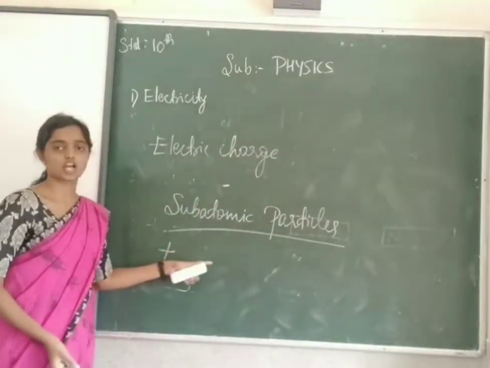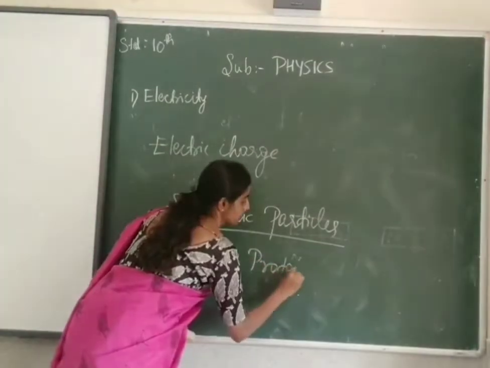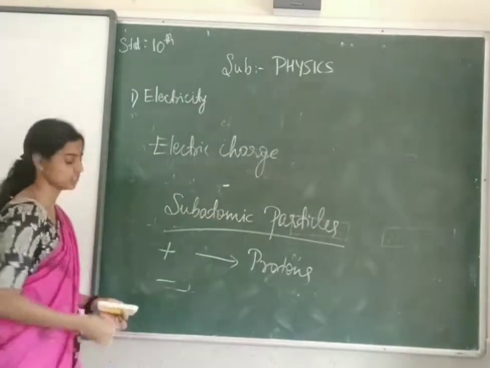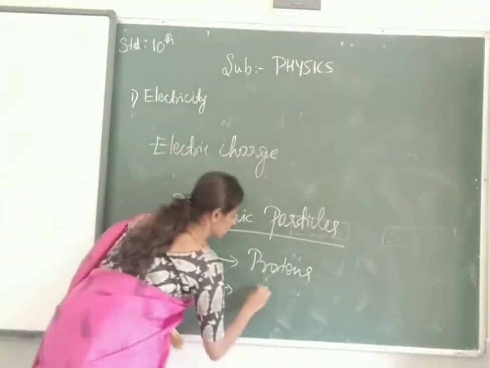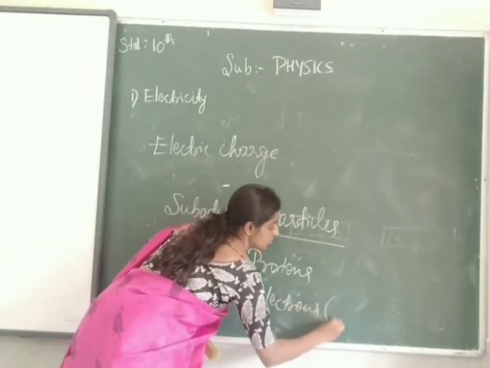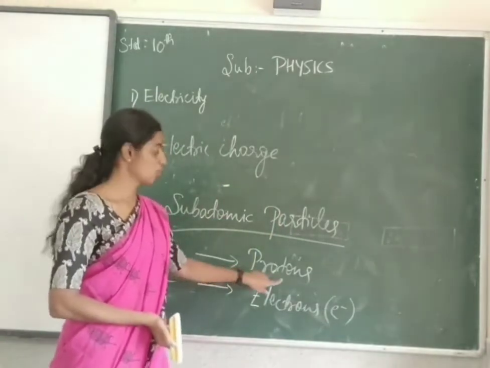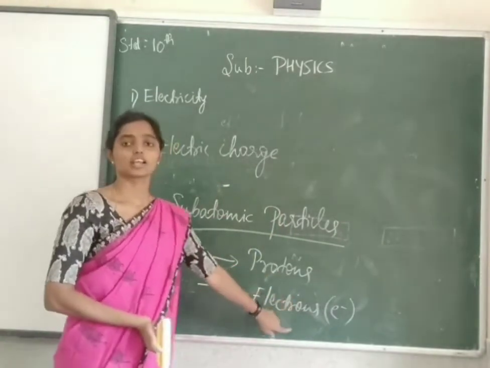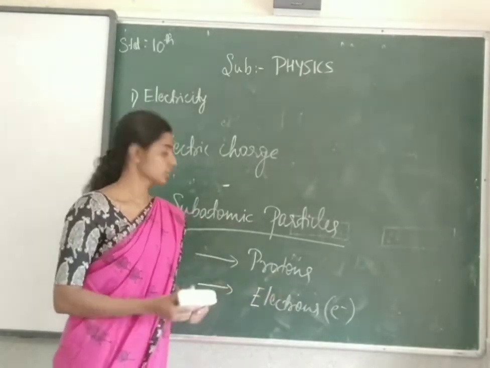Positive charge is carried by a particle called the proton, and negative charge is carried by a particle called what? Electron. So recall yourself, who discovered protons and electrons? Electrons were discovered by J.J. Thomson and protons were discovered by Goldstein.